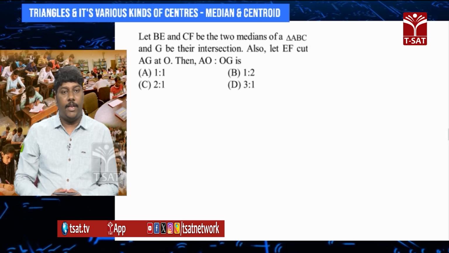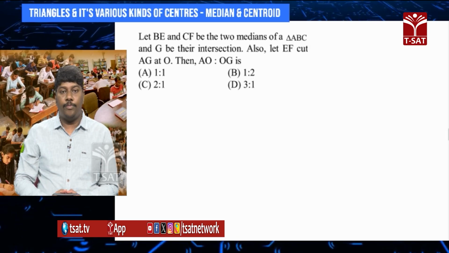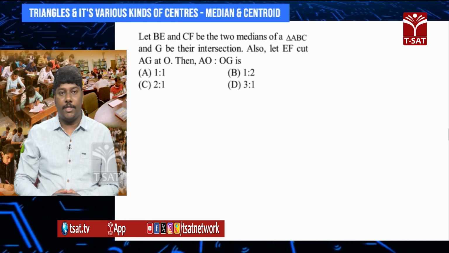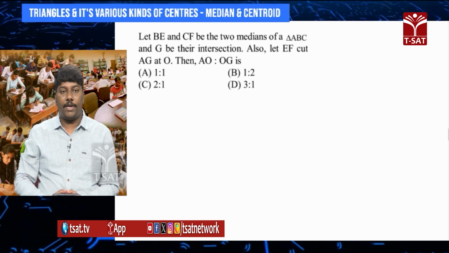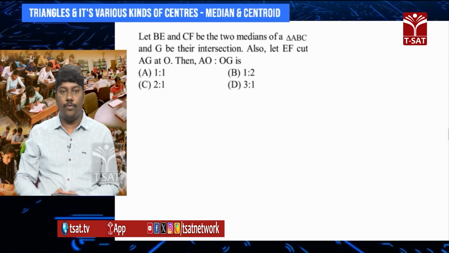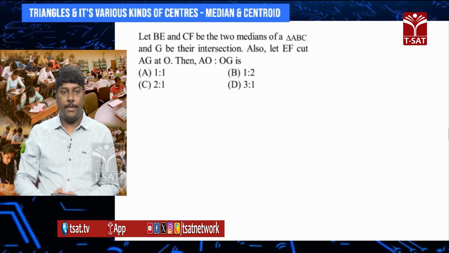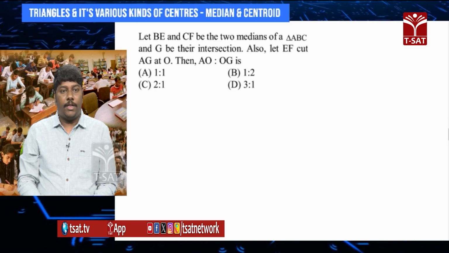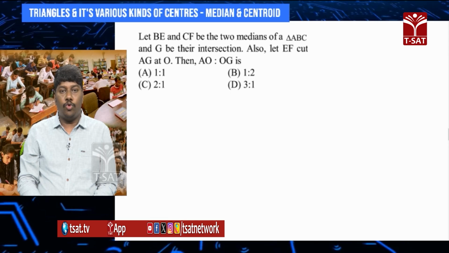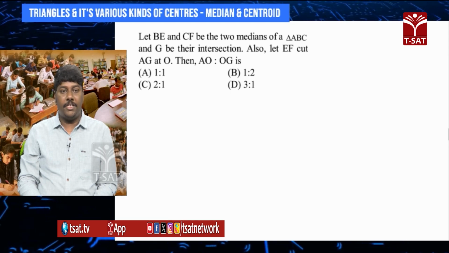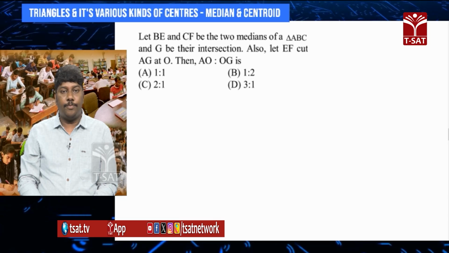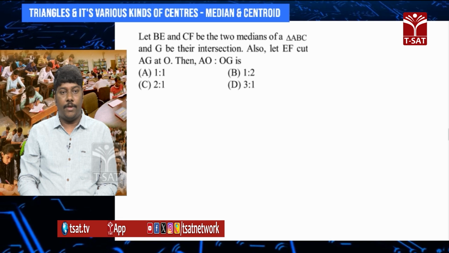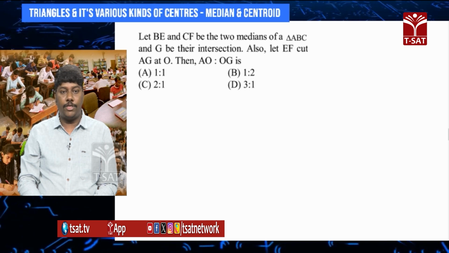Here in this problem, let BE and CF be the two medians of triangle ABC and G be their intersection. We know G is nothing but the centroid. Also, let EF cut AG at O, then AO is to OG. This ratio we have already seen in the property, but once again we will see here. Let us look at this problem. Let BE and CF be the two medians of triangle ABC and G is their intersection. The intersection point of medians is called the centroid. Here G is a centroid. Also, let EF cut AG at O, then AO is to OG is.